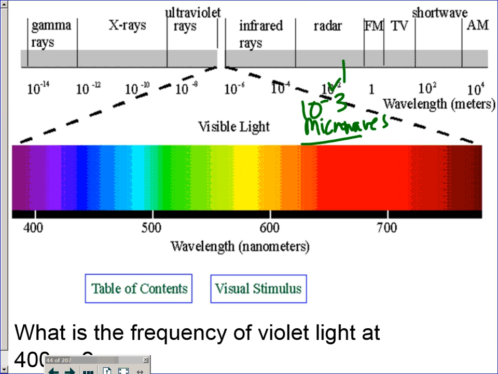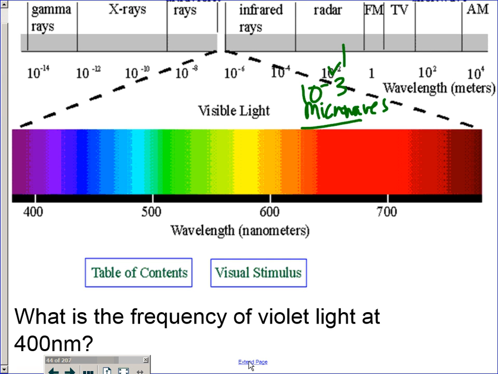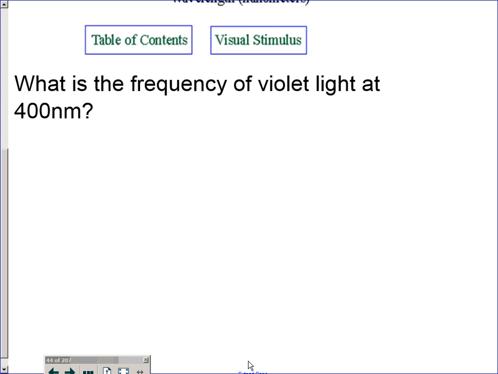Okay. So here's our question. What is the frequency of a violet wavelength that has a wavelength of 400 nanometers? All right, so give me the equation, the only one we've learned. C equals lambda times, I'm going to use V for frequency. It is kind of like velocity, but we're talking frequency here.